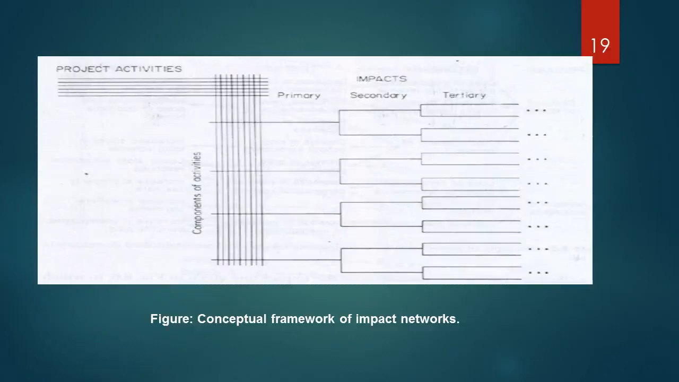This figure is representing the network method conceptual framework of the impact networks. The project activities have the primary impact, secondary impact, and then the tertiary impacts. These are the results of the components of the project activities.